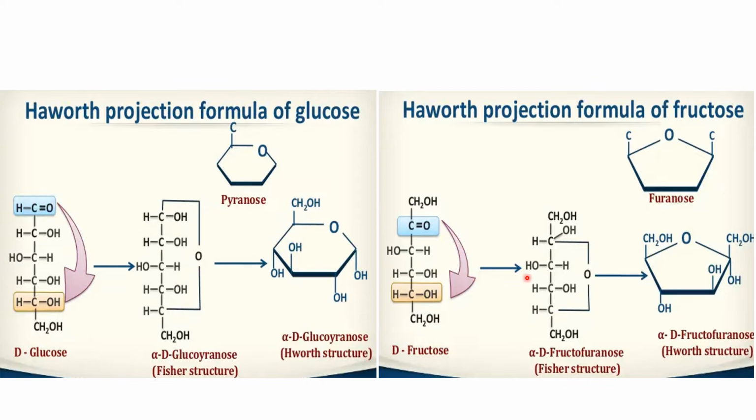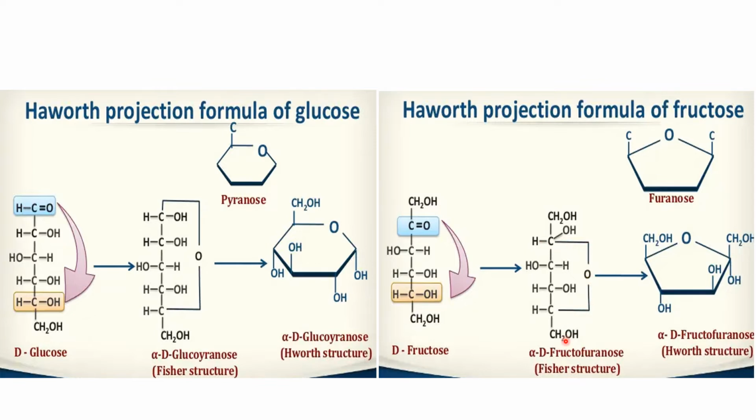Fructose can be written as a Fischer structure like this. Since the second carbon has the functional group, instead of 1 and 5, here 2 and 5 form the intra bonding. In the OH group, the H is added to the CO, and one more H is attached. That is how the intra bonding is formed here.